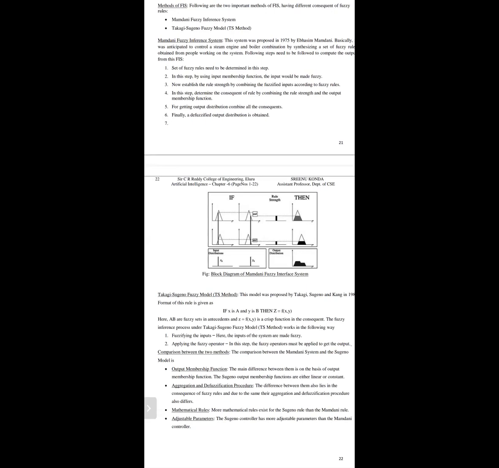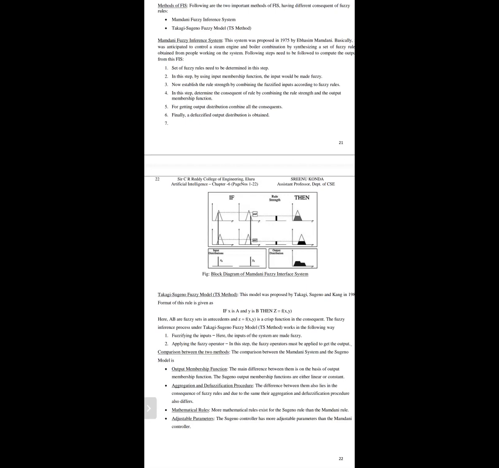First one, you have to fuzzify the inputs. Next, you have to apply the fuzzy operator. These are the two things to be done, right? So, fuzzifying the inputs means here the inputs of the system are made fuzzy. So, all the inputs that we use in the system are made fuzzy. Next one is you have to apply the fuzzy operator. So by applying the fuzzy operators, you'll get the output here. Okay, first one is fuzzifying the inputs. Second one is applying the fuzzy operator. These two things are to be done in the TS method.